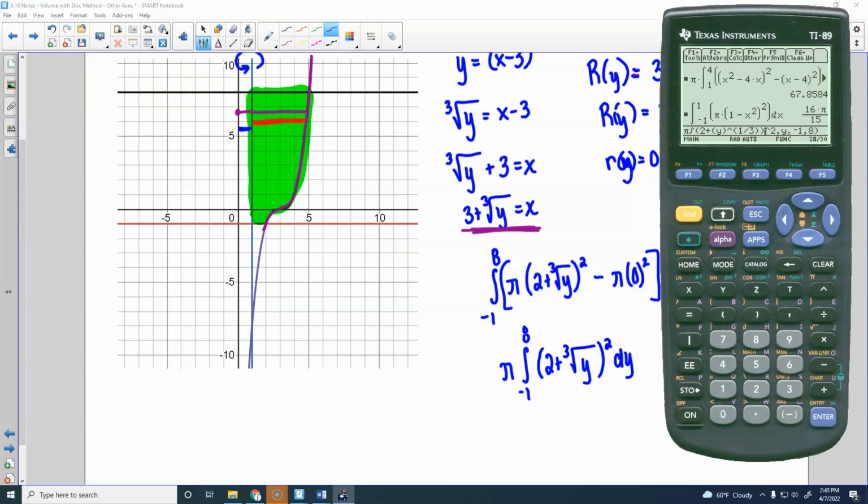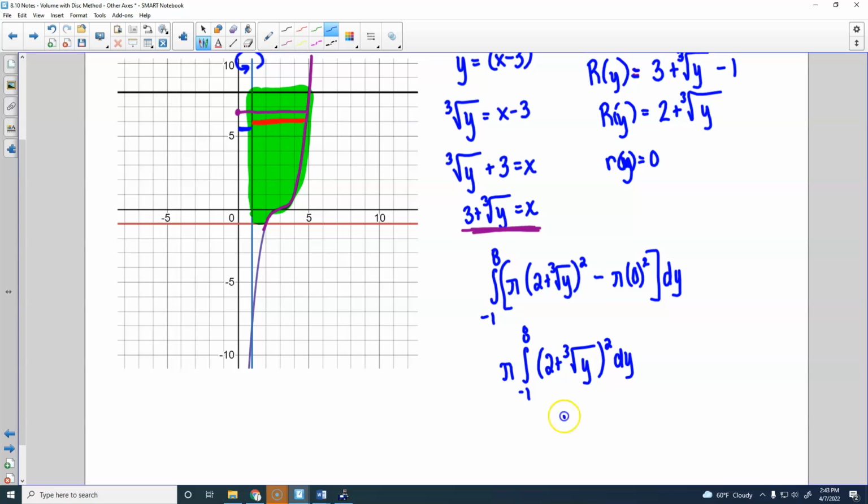Where have I messed up? I think I need to not have that parentheses. There we go. So 189 pi over 5. That one you could integrate by hand, but it'd take you all day to do it. So we're just going to use the calculator.